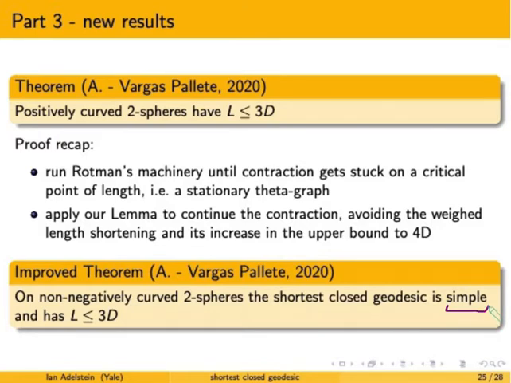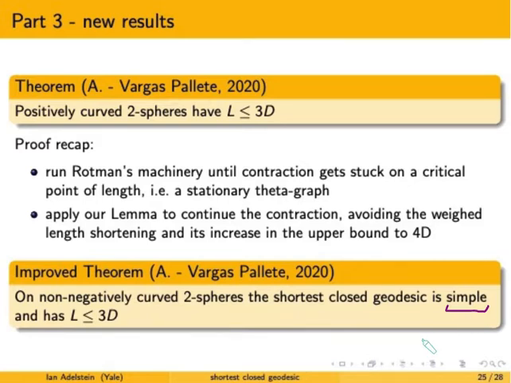And this just comes from a result due to Calabi and Cao. They show that for non-negatively curved two spheres, the shortest closed geodesic is necessarily simple. So we get to add this adjective to our theorem.